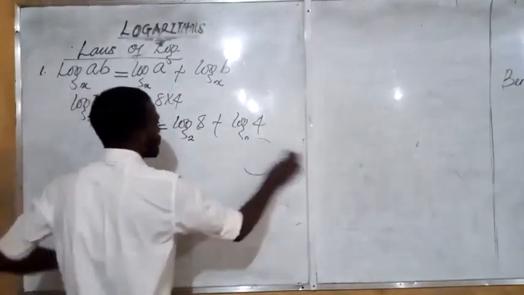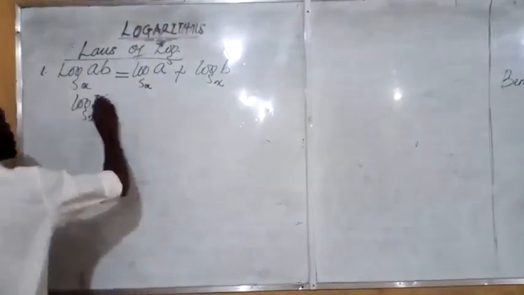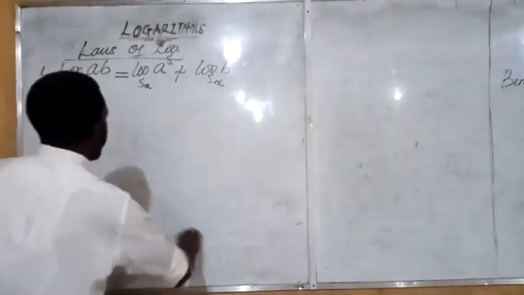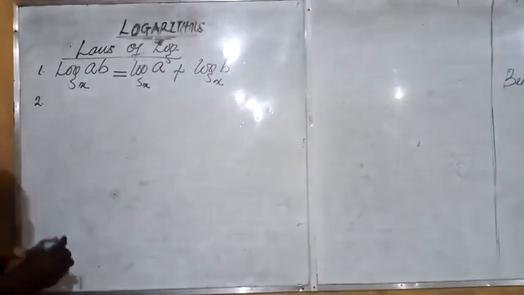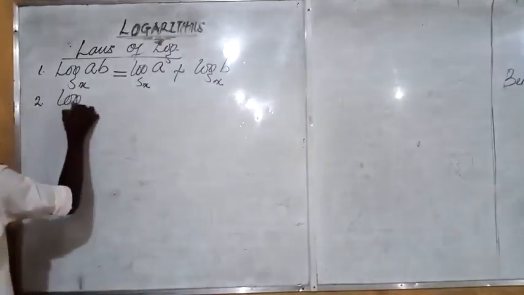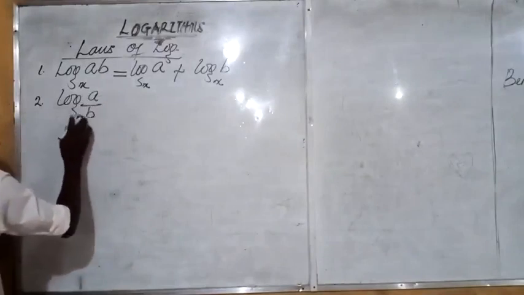Now listen. The second law of logarithm is basically the direct opposite of this, that is more technically and intuitively correct, that says that the log of A over B. Let me write that again.